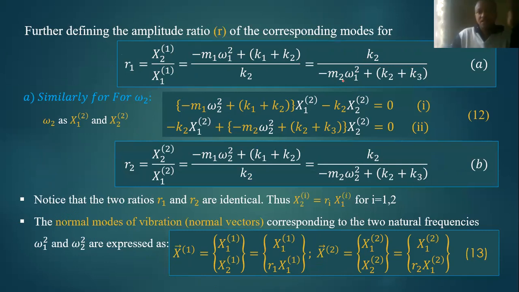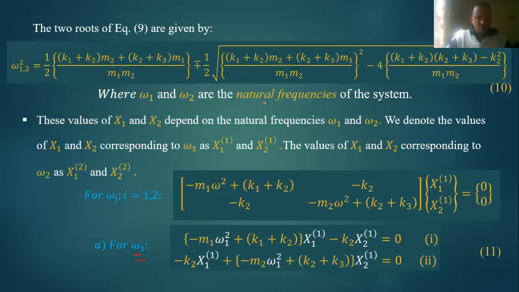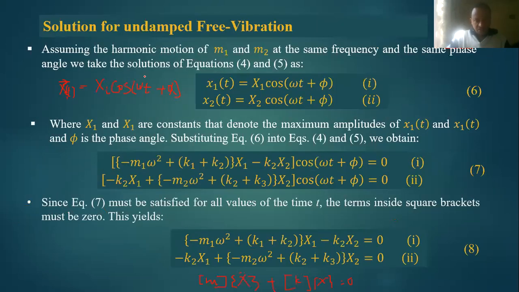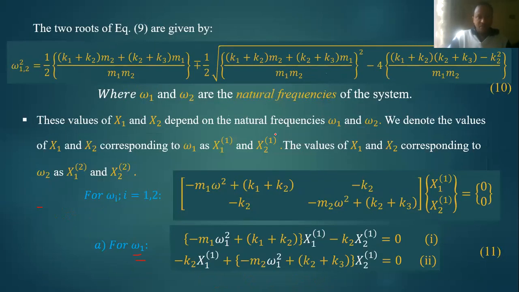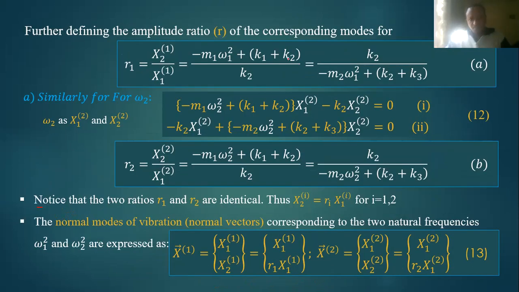The amplitude ratio in the first natural mode is like this. For the given system, this is the equation we have: minus m1 omega 1 square plus k1 plus k2 over k2. Or someone can use the second equation, since we have two equations. Both of them give the same answer. So this is for the second equation.